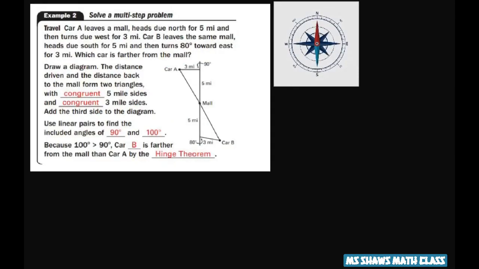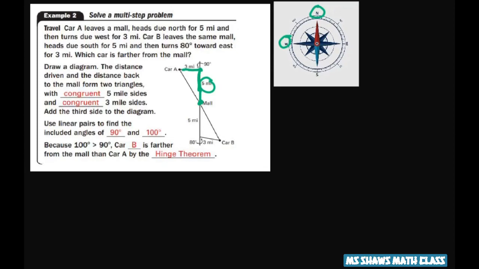And here's a word problem. It says car A leaves the mall and heads due north for 5 miles. So I guess this is the mall here. Here's your north. Car A leaves the mall, heads due north for 5 miles, and then turns west for 3 miles.